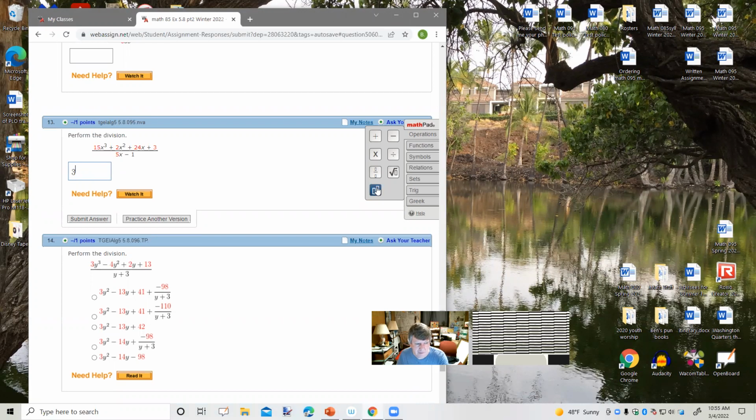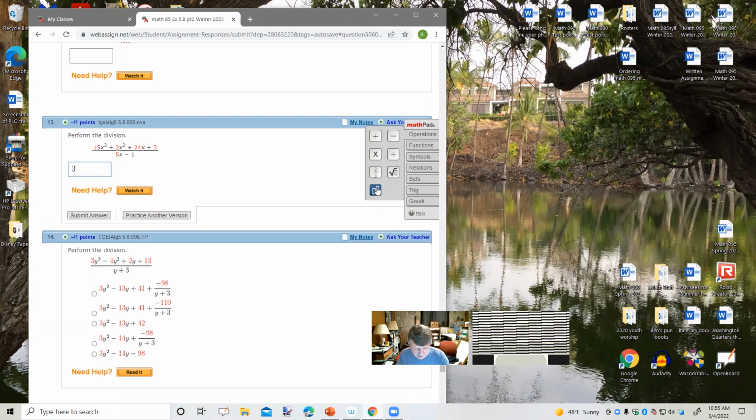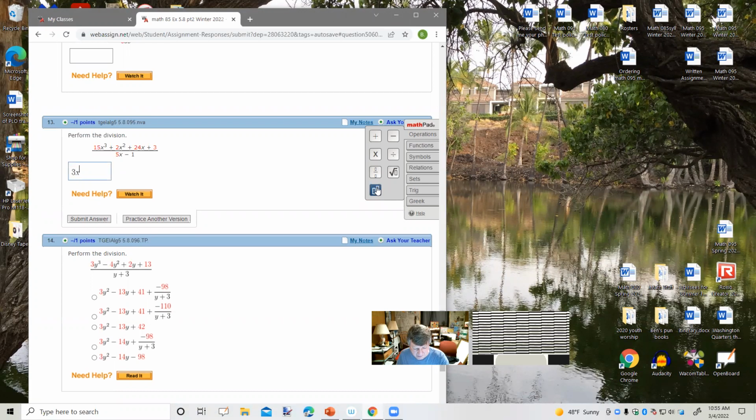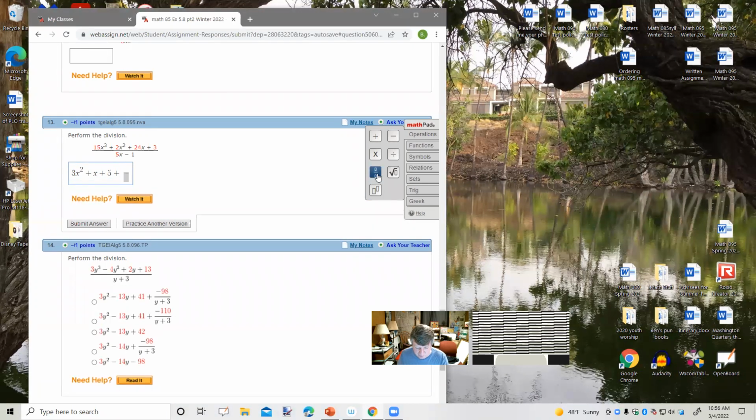So 3... no, that's not what I want. 3x squared plus x plus 5 plus, and then I'm going to try this again, though it didn't work before, so I don't know why it would now, but maybe 8 over 5x minus 1.